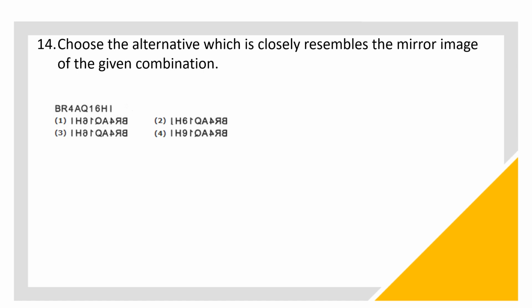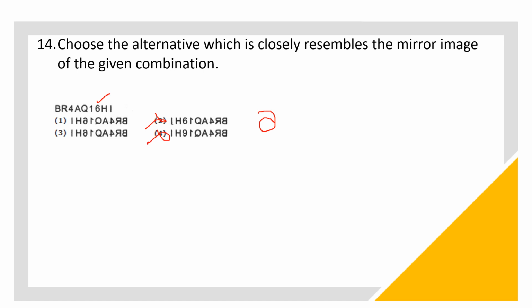For this word, what is the mirror image? First I will come, so IH. In all options IH is the same. Then let's check the mirror image of 6. The mirror image of 6 you will get like this. So 1 and 3 are maybe the answers, 2 and 4. See, in 1 and 3, 6 is the original image. In the fourth option you will get 9. So these two are not the answers.